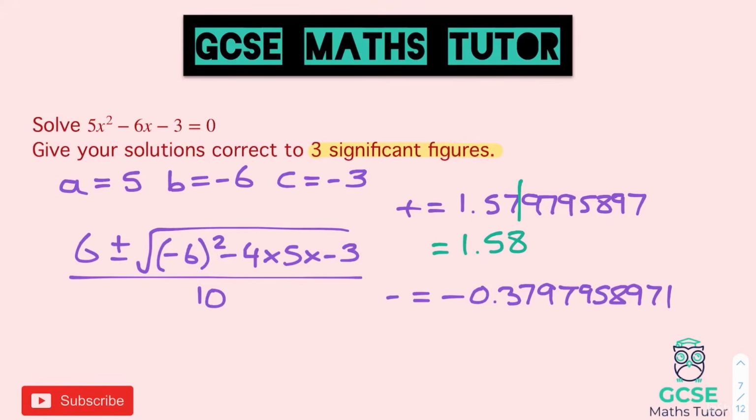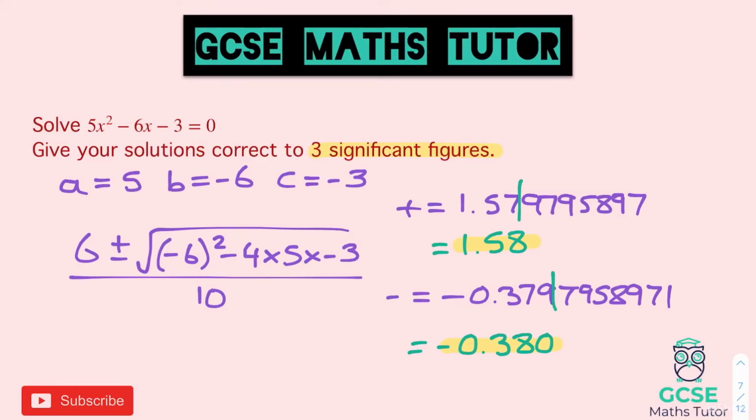And for the one below, 379, and that 7's going to round the 9 up. This is always an interesting one because we get minus 0.3, and that 9 rounds the 7 up, so it's going to be 8. And then to make sure we get our third significant figure in, we'll emphasise the 0 at the end there, so it's minus 0.380. Right, there we go. So there are our two solutions, 1.58 and negative 0.380. Again, not forgetting to emphasise that third significant figure even if it is a 0.